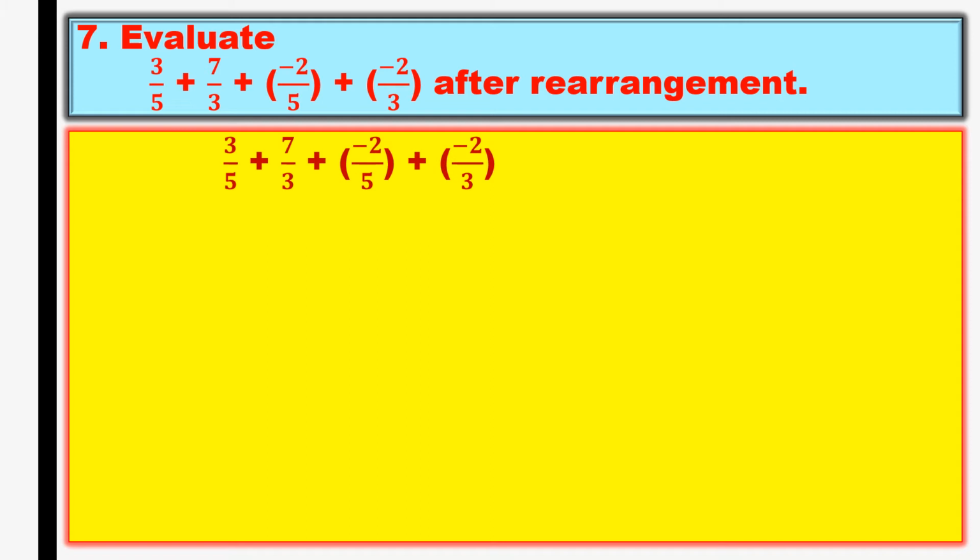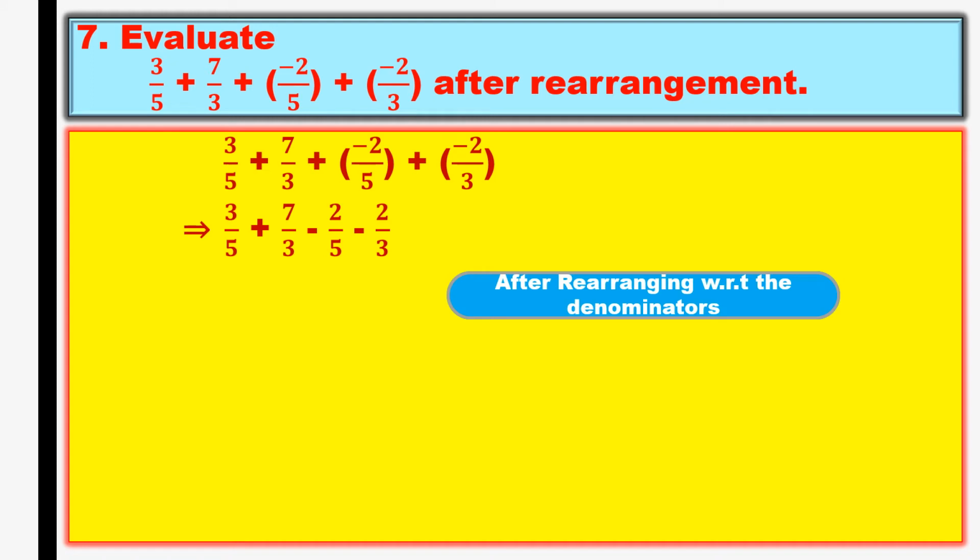Now I'll take out the brackets. Plus into minus is minus, here also plus into minus is minus. Now I'll put together the denominators after rearrangement with respect to the denominators. Here 3 by 5, beside to this one I'll put minus 2 by 5. Next 7 by 3, beside that I'll put minus 2 by 3.